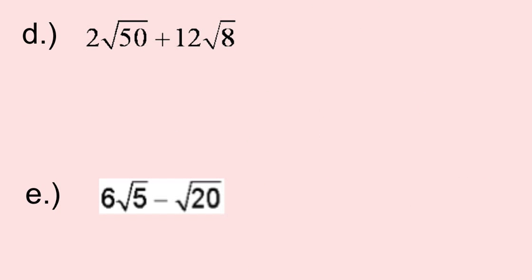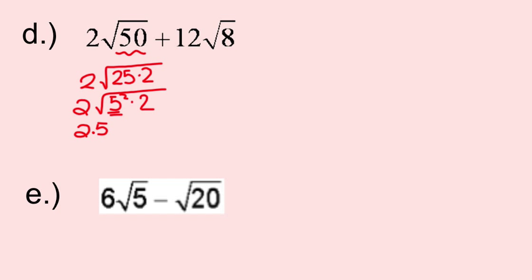Next example, 2 square roots of 50 plus 12 square root of 8. Let's break them down. I'm going to break down 50 first. So 50 is 25 times 2. 5 squared and 2. This comes out in front. 2 times 5. 2 stays underneath. And you get 10 square roots of 2.